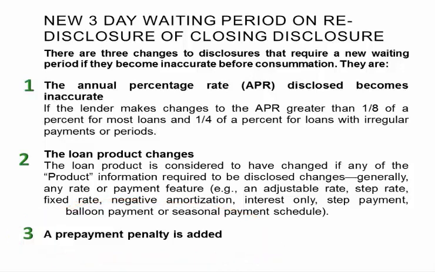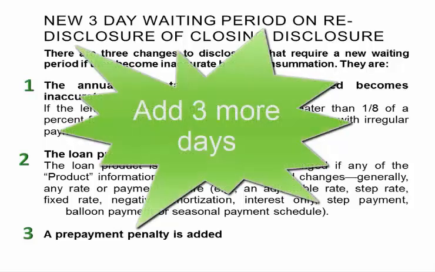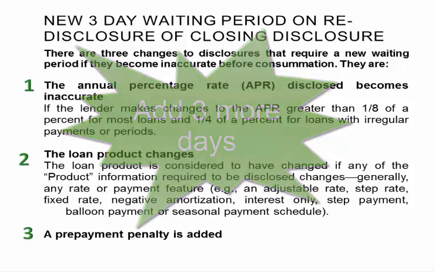Again, you can make changes to the closing disclosure. You cannot make changes to the final loan estimate once the closing disclosure has been issued, but you can make changes to the closing disclosure. And if one of these 3 items occurs, then you have to start the new 3-day waiting period over again.